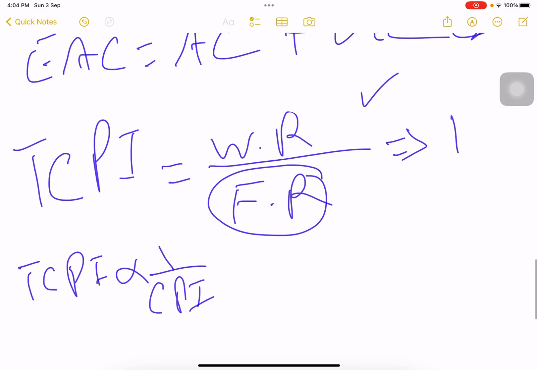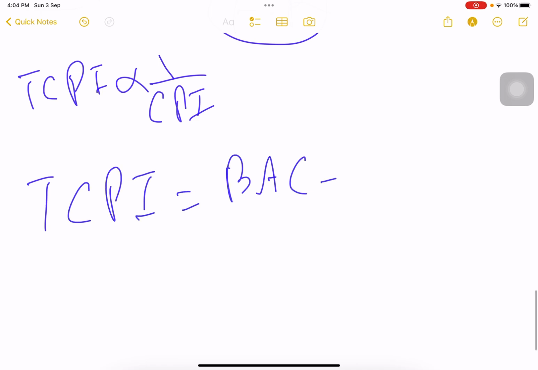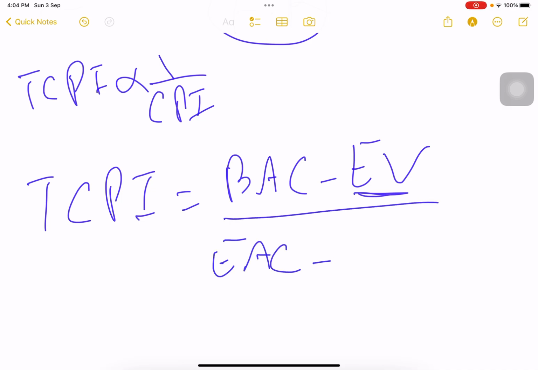Now how do we calculate this? TCPI becomes budget at completion minus earned value. This is work remaining: total work minus work you have done, over the new budget minus the funds remaining. If you have calculated EAC, this becomes EAC minus AC. If your previous BAC is still being used, it will be BAC. But the good thing is we need TCPI less than 1 as a good thing.